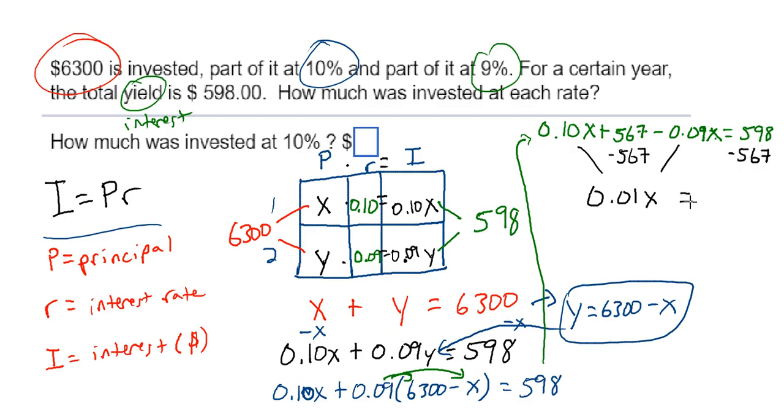And so we'll get 0.01x equals 31. Now we will divide by 0.01 on both sides. So divide by 0.01 and we get 3,100. So we get x equals 3,100.